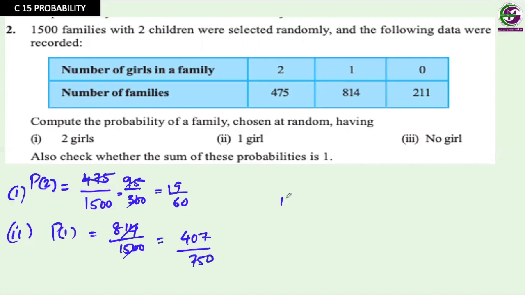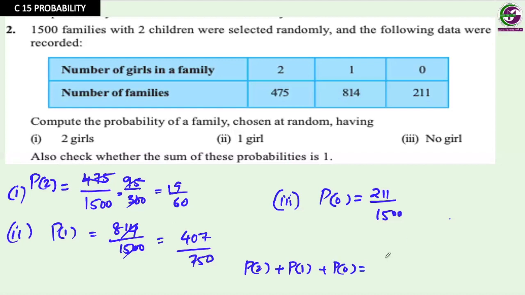And the last question is no girls. No girls, it is 211 out of 1,500, and we can simplify this. And we are asked to check that when you add all the numbers, are we getting the probability 1? Which means we have to see probability of 2 girls plus probability of 1 girl plus probability of no girls will be 475 plus 814 plus 211 all divided by 1,500, which is 1,500 divided by 1,500. So the probability is 1.